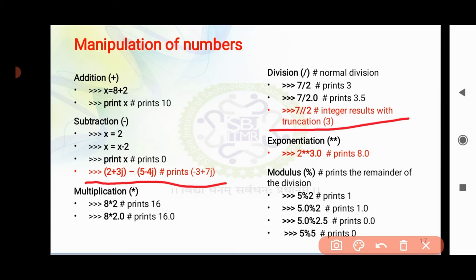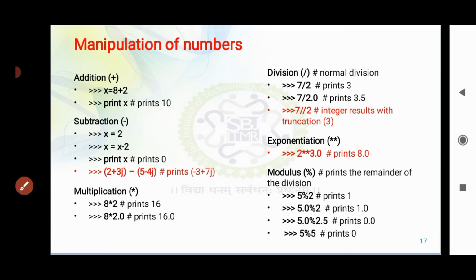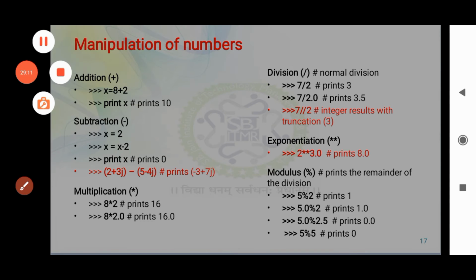The next we have is exponentiation, that means calculating the power of a number. If you are calculating power 3 for the base 2, that means 2 to the power 3, actually the result should be 8. But here, as the power is 3.0, your result will be 8.0. So this is how different manipulations or operations are done in the Python programming language.